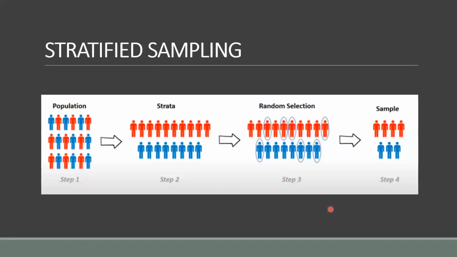In the stratified sampling, you still have your population, but your population will now be divided into 2 subpopulations, or what we consider as the strata.